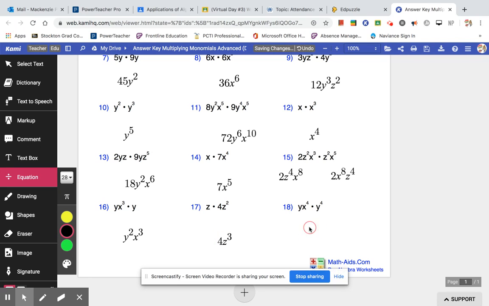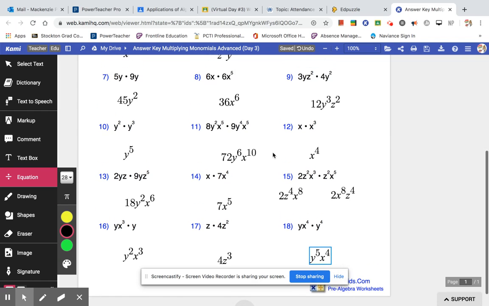So last one here, no coefficients, so I'll start with my base, which is y. Again, nothing on this y, so I should have written in a 1 here. So the 1 plus 4 becomes 5. And then my x is going to be to the 4th power because there's nothing to add it to.